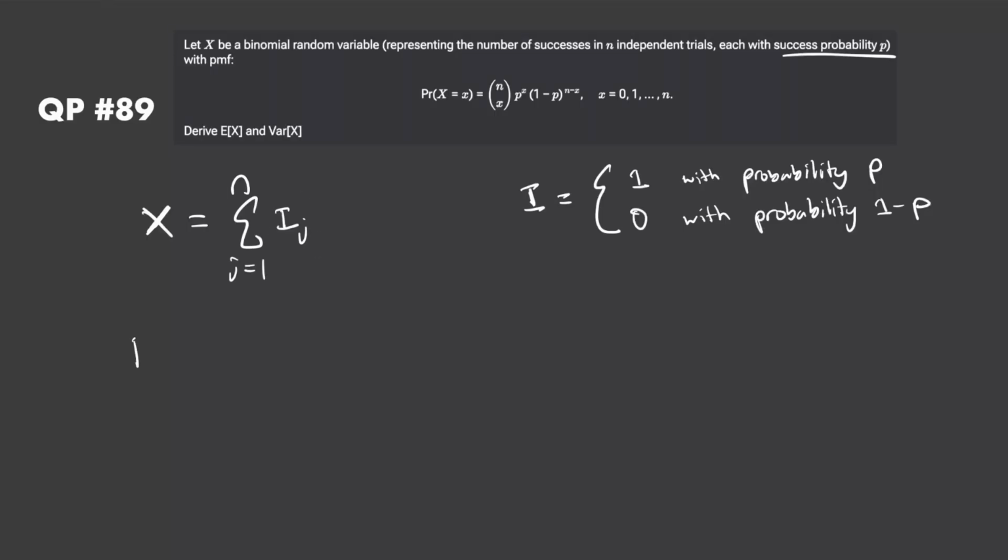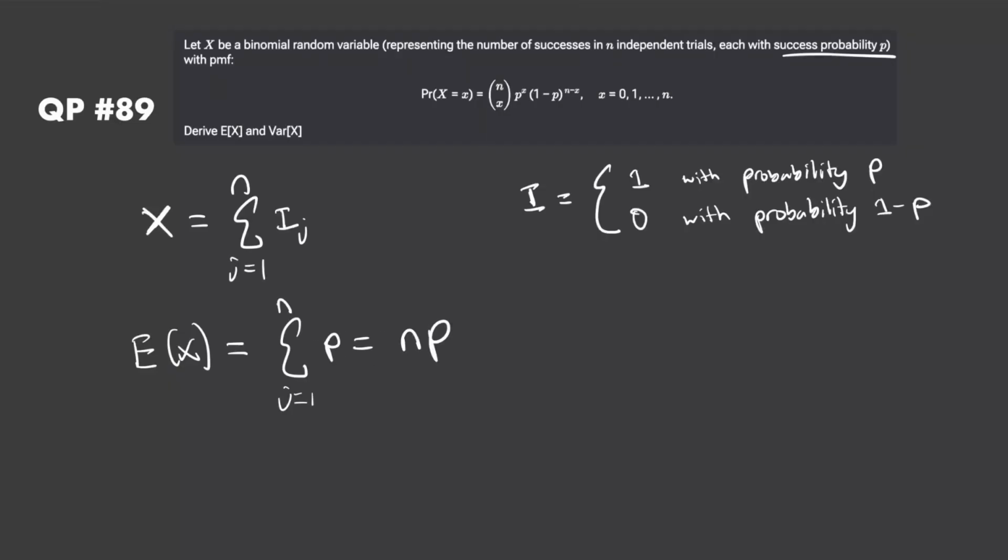Okay, so if I'm trying to find the expectation of X, that's just going to be the expected value of this sum right here. And we just showed in QP 92 that if we take the expectation of a sum, it's just going to be equal to the sum of the expectations. So this is just going to be equal to the sum from j equals 1 to n of the expectation of I sub j. Now we also showed in QP 91 that the expected value of any of these indicators is just going to be equal to p. So we can just rewrite this as the sum from j equals 1 to n of p, so that's just going to be equal to np.